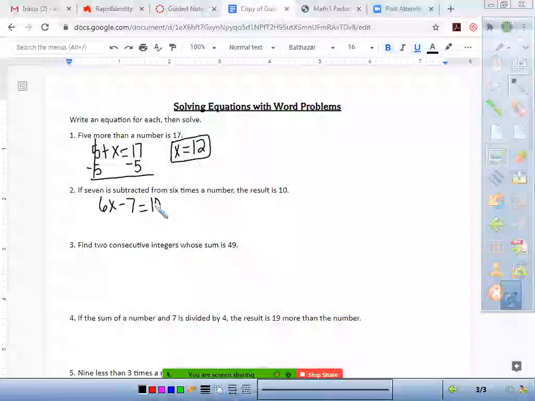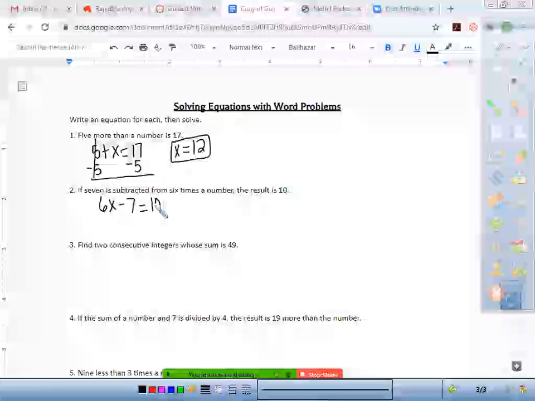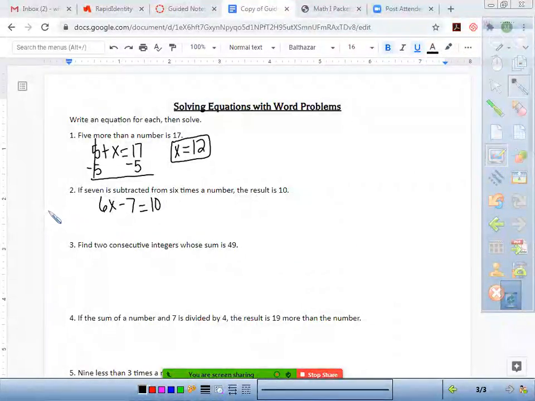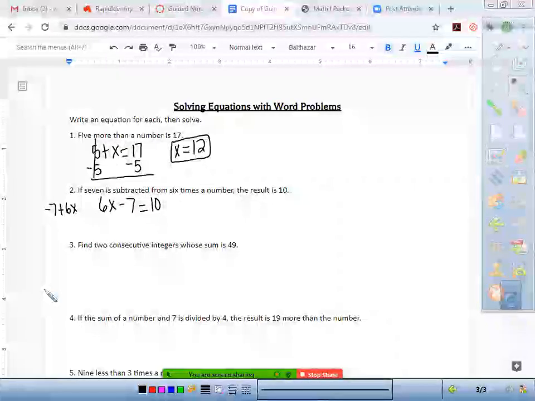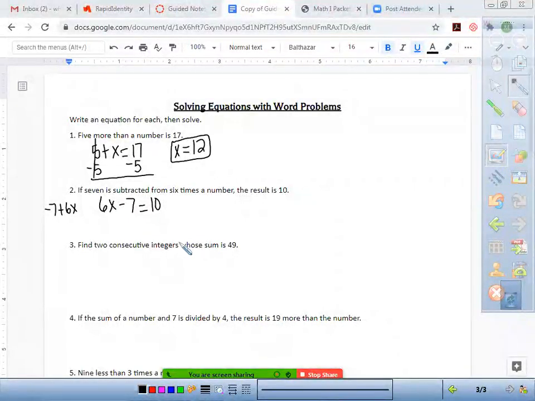You have what? That is not the same. Because it says the 7 is subtracted from the 6x. I mean, you could technically write it as negative 7 plus 6x. That's the same, but what you said was not the same. They're going to get more complicated, like the next one.